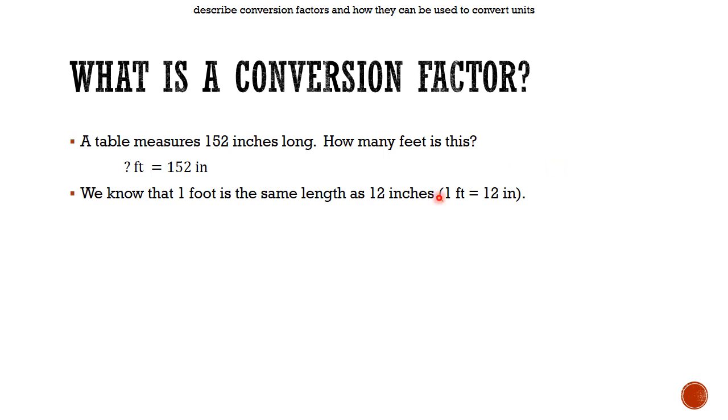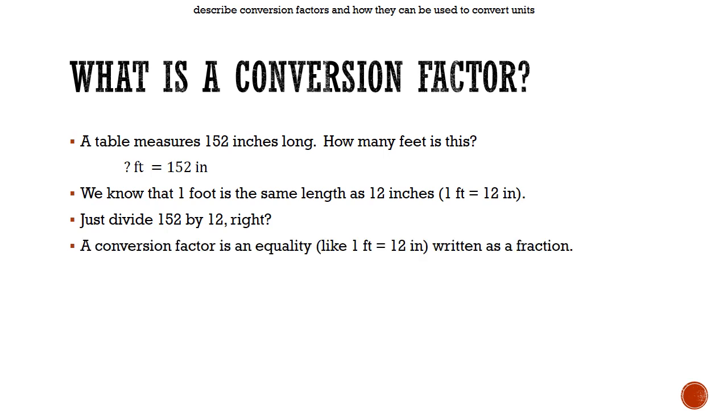In other words, I could write that as an equality here: 1 foot equals 12 inches. And you might be thinking, well, all I have to do is take 152 divided by 12 and I got my answer. And you would be right. That would give you the number of feet that table is as far as its length, but we want to explore why that is and how this relates to this idea of a conversion factor.